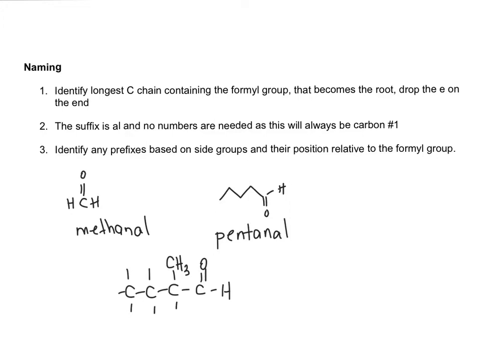I haven't drawn all the hydrogens in on this one just to make it clearer for you. Here, the longest continuous carbon chain containing the functional group is here. There are 4 carbons, which makes this other carbon a side group. So there are 4 carbons, so this would be butane, so that's butanal. That would be carbon number 1, so the side group is on carbon number 2. So this is 2-methylbutanal.